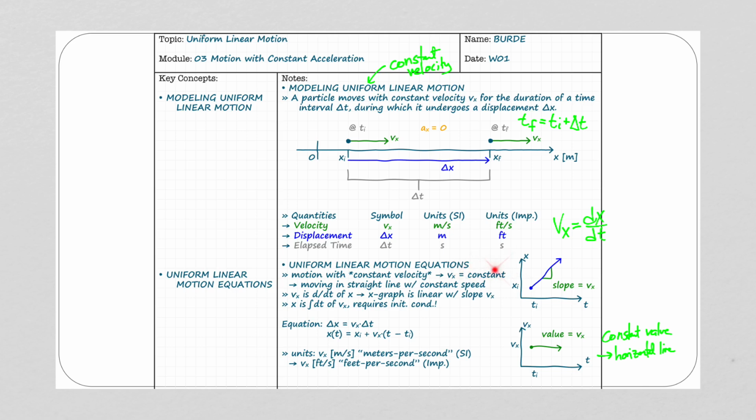With velocity being constant, remember that velocity is a vector quantity. There's two parts to that. There's a magnitude and a direction. And so the magnitude part is the speed. It's moving with constant speed. And the direction, in this case, it's moving in a straight line. It's moving in one direction along that line.